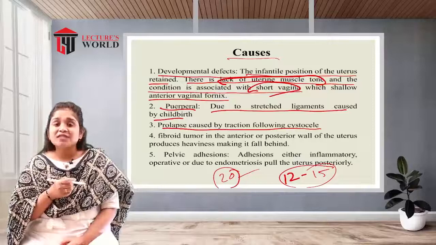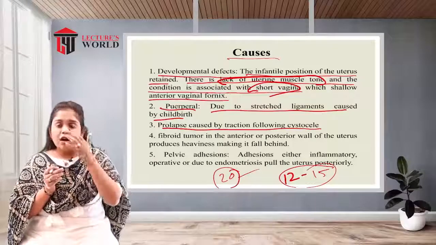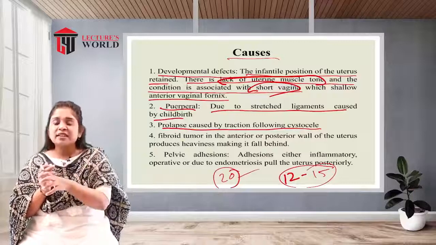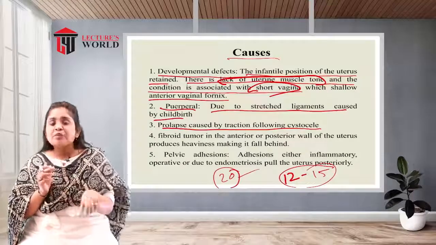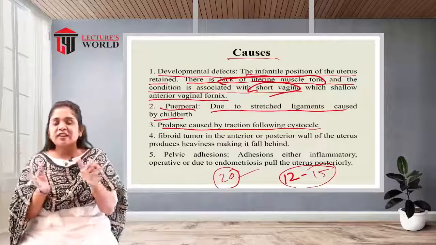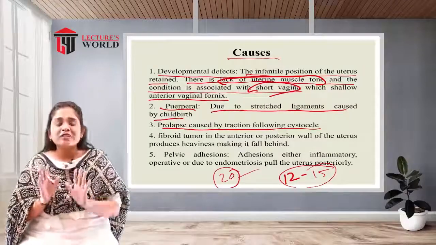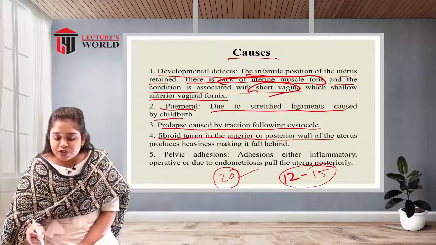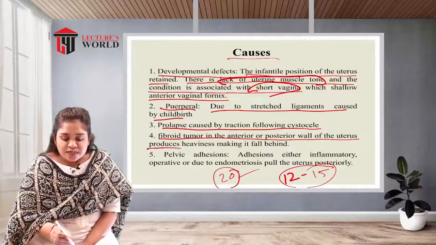Now what is the meaning of cystocele? The bladder is full and is bulging into the vaginal canal. Due to that, the vaginal canal and everything there is going to be disturbed. Then the fibroid tumor in the anterior or the posterior wall of the uterus produces heaviness, making it fall behind.